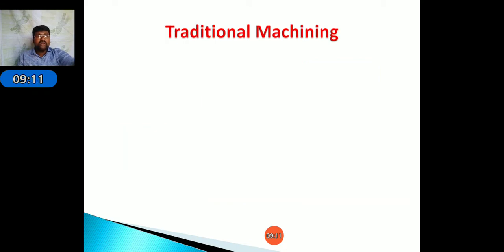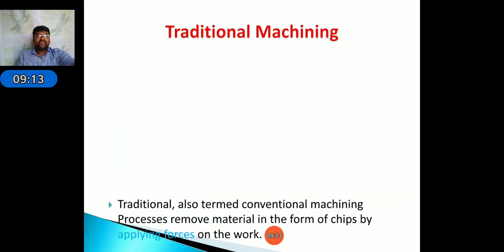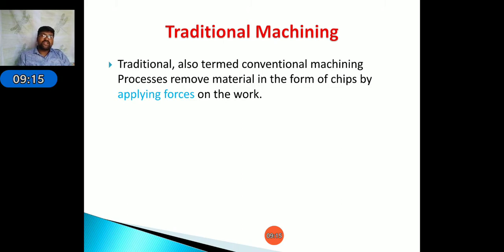Next, coming to traditional machining. What is traditional machining? Traditional machining, also termed the conventional machining process, is used to remove material in the form of chips by applying forces on the work. Example, the lathe machine. In a lathe machine, we can do turning, create a hole, or do threading. These are the different processes we can do using a lathe machine.